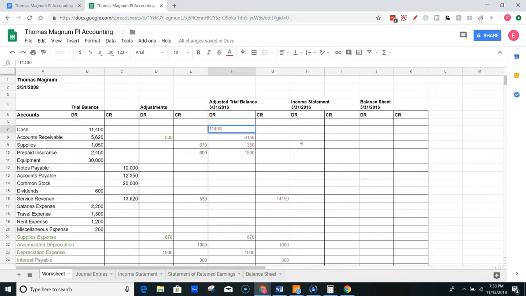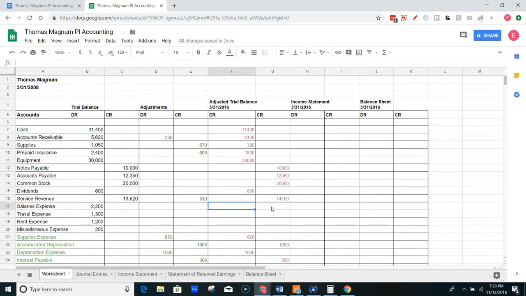Right here, I've got 11,400 for my cash, and notice how easy this is. Now that I've done all the addition and subtraction along the way, all I have to do is carry these numbers over. 30,000. Make sure I'm in the right category. Here I've got 10,000 in notes payable. Here I've got 12,350. I've got 20,000. I've got 600, that's going to be a debit right there.